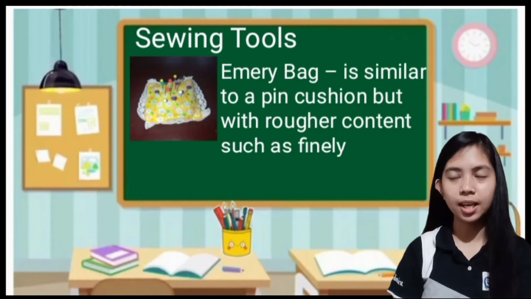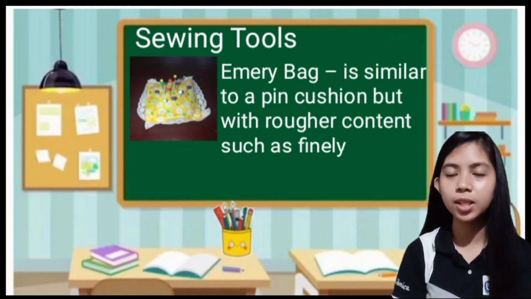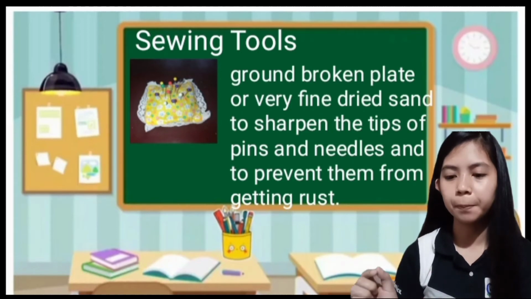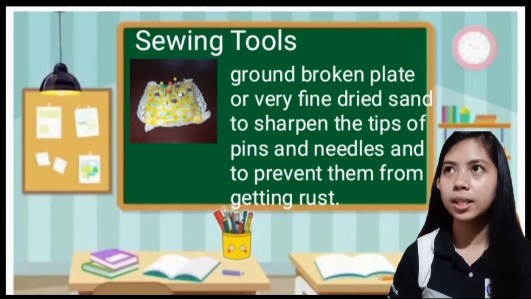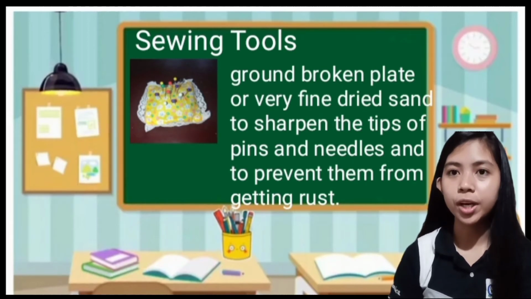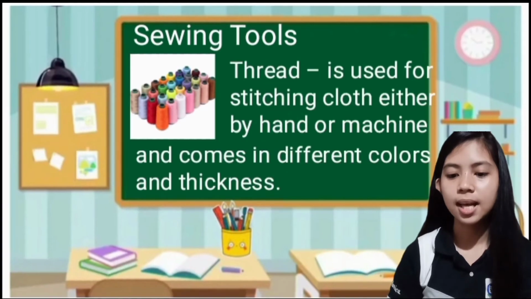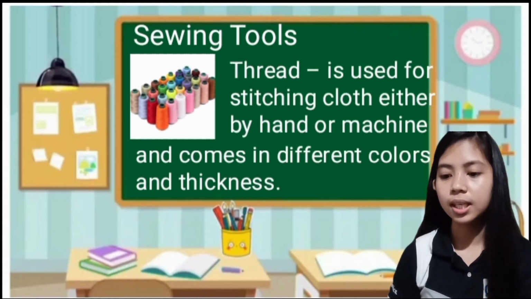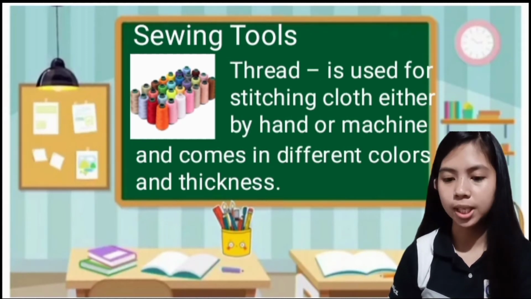Next is emery bag. It is similar to pin cushion but it contains rotor content to sharpen the tips of pins and needles and it helps to prevent them from getting rust. Next is thread. Thread is used in stitching cloth either by hand or by machine. It has different colors and thickness.